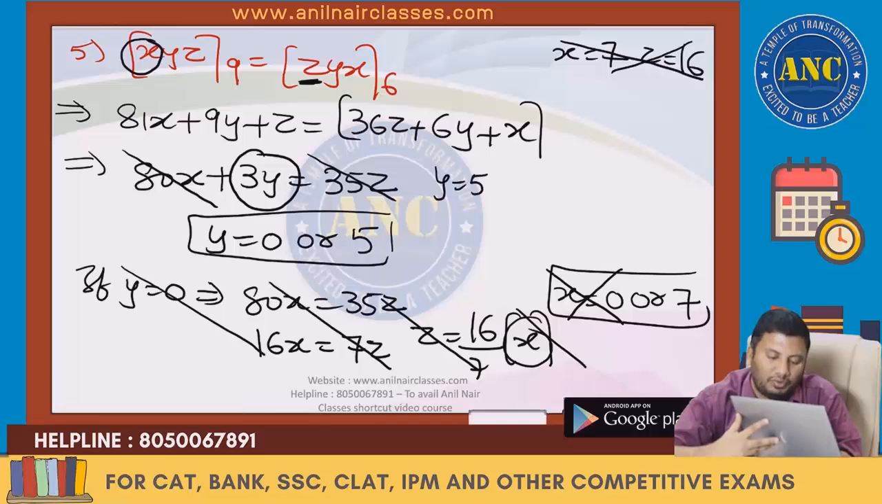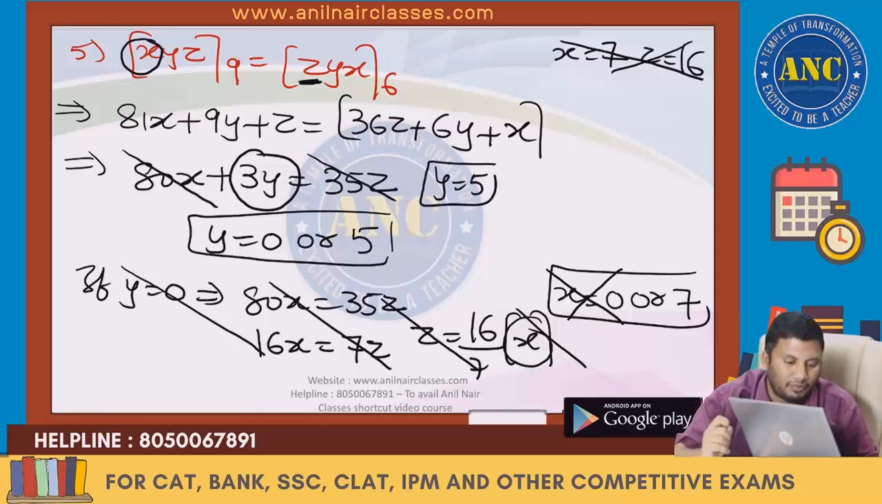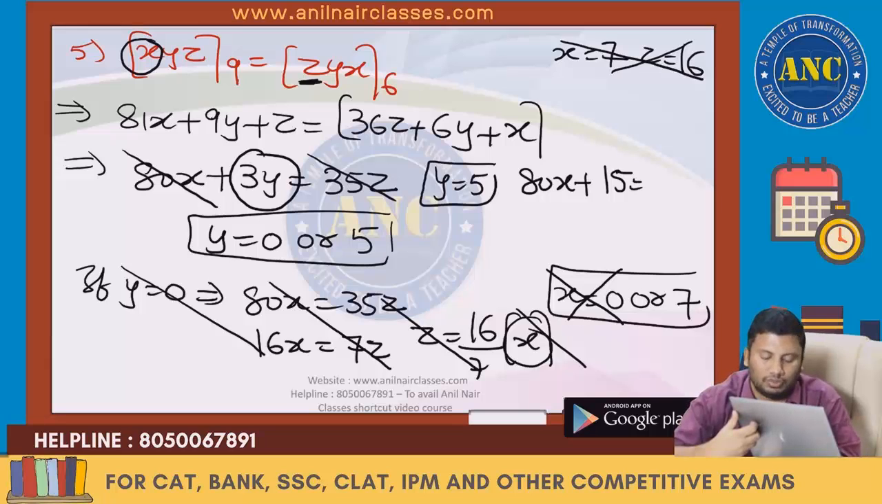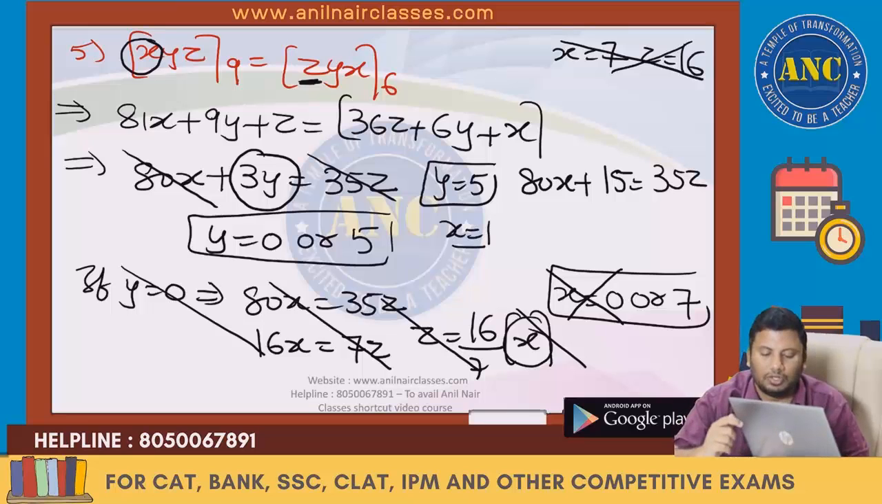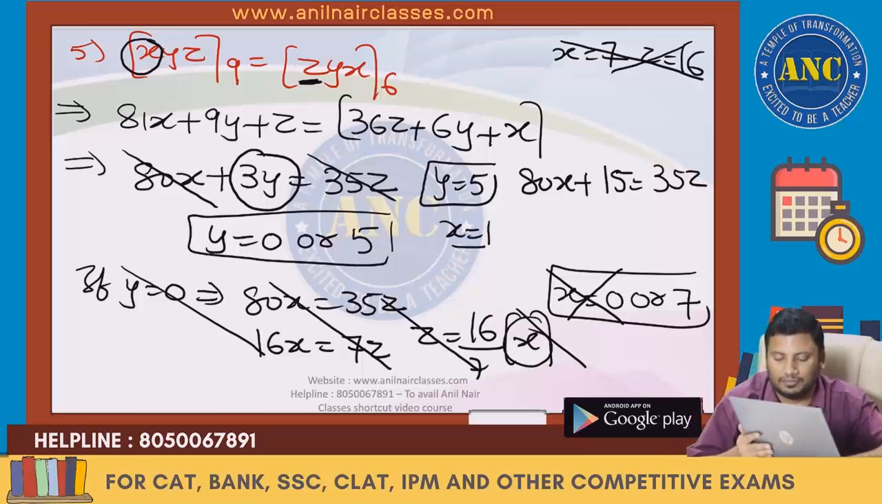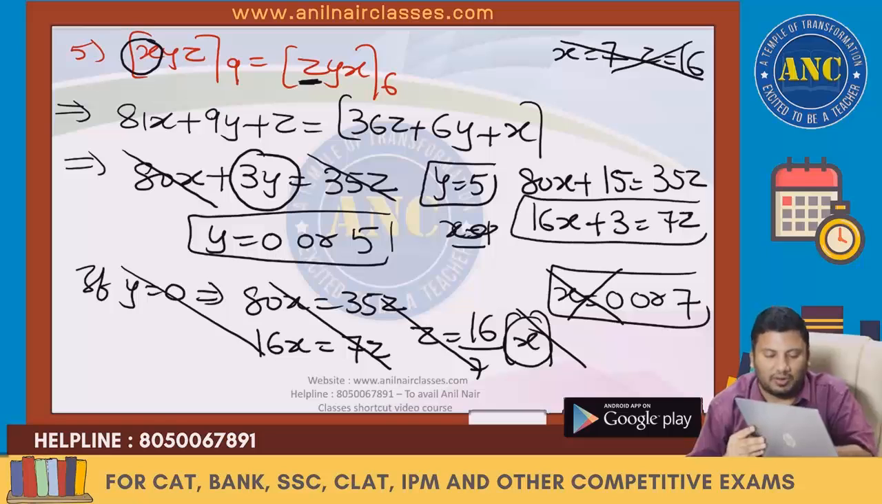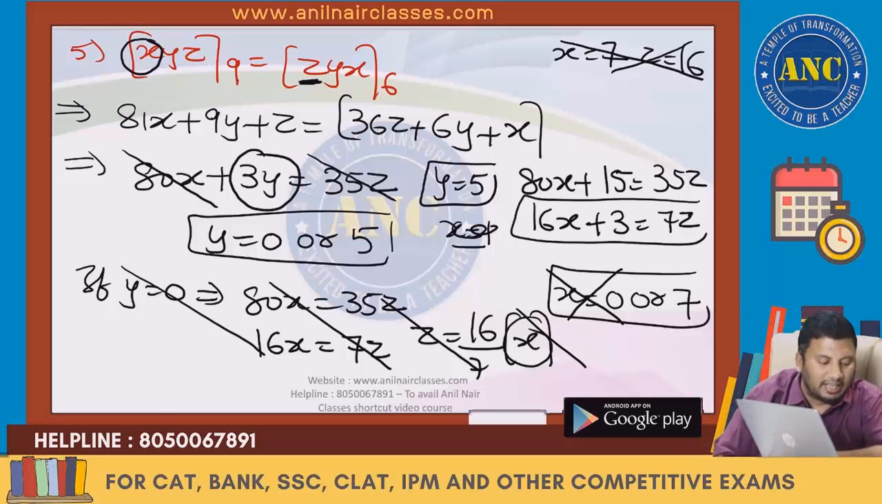If y is 5, what will be the case? 80x plus 15 equivalent to 35z. Y is 5, 3 fives are 15, so dividing by 5, 16x plus 3 equivalent to 7z. Is it clear till here?